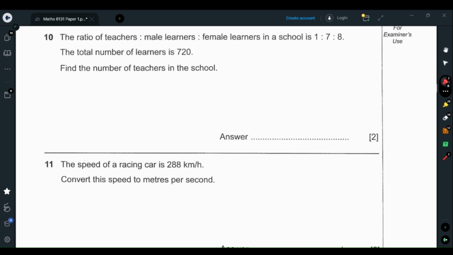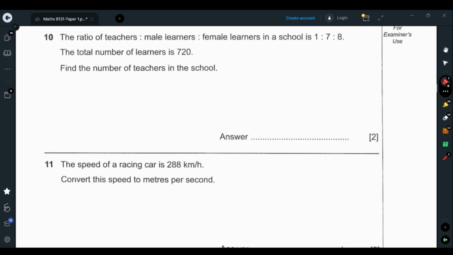Hi, we're looking at question 10. Question 10: the ratio of teachers, male learners, female learners in a school is 1:7:8. The total number of learners is 720. Find the number of teachers in the school.